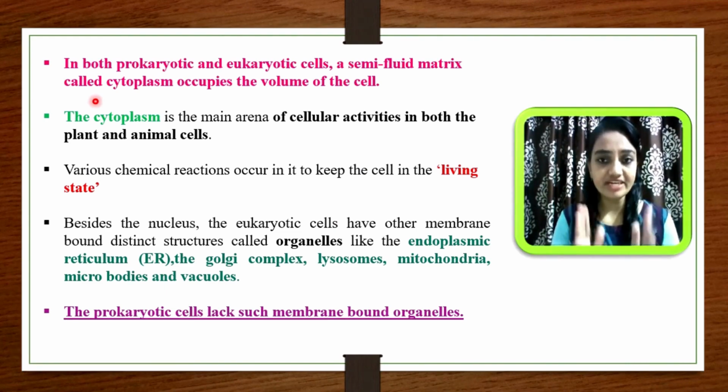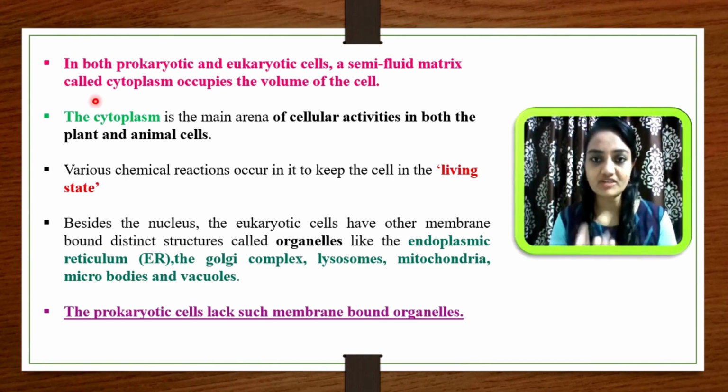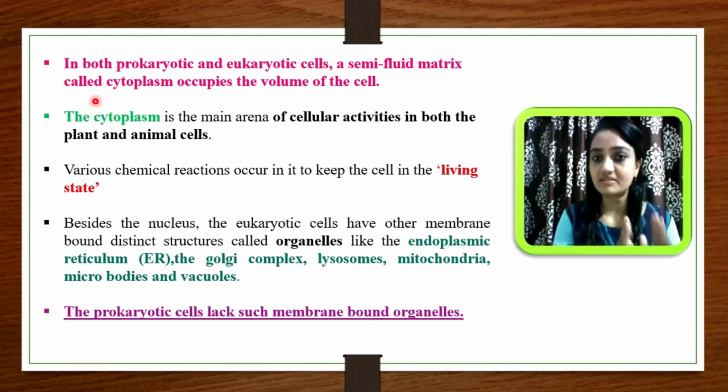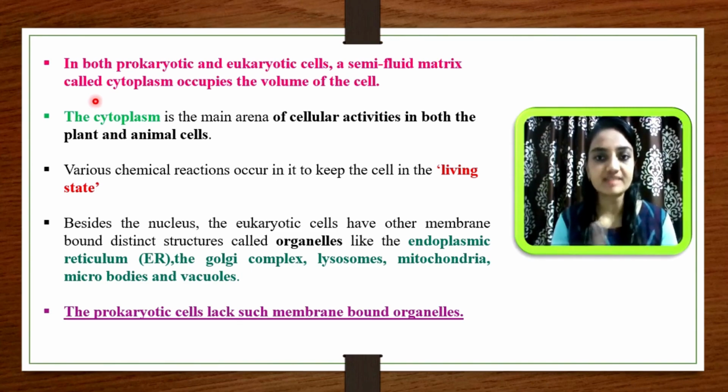So now let me compare eukaryotic cells and prokaryotic cells. We will get the idea of which structures are present only in the eukaryotic cell, which are present only in the prokaryotic cell, and what the differences between them are.